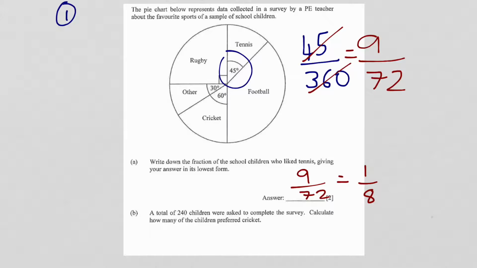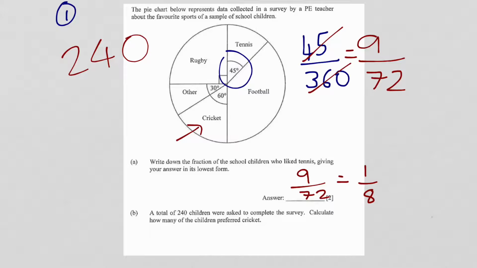Alright, let's have a look at the second part. A total of 240 children were asked to complete the survey. So that means that the whole pie chart represents 240 children. Calculate how many of the children preferred cricket. I will let you have a go at that question. Pause the video and then I will answer this afterwards.